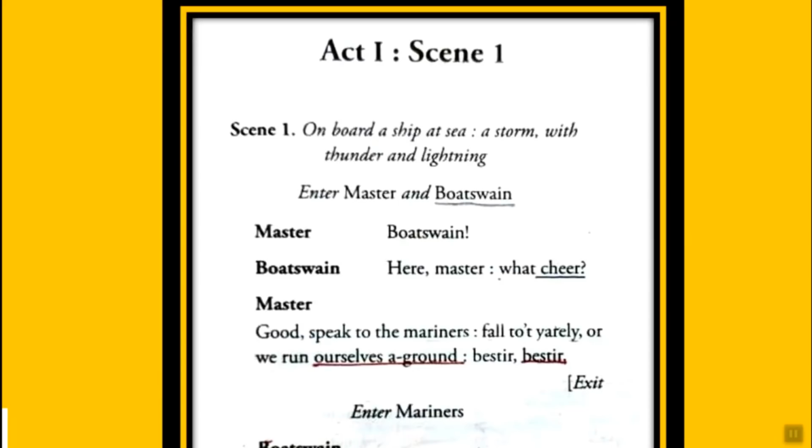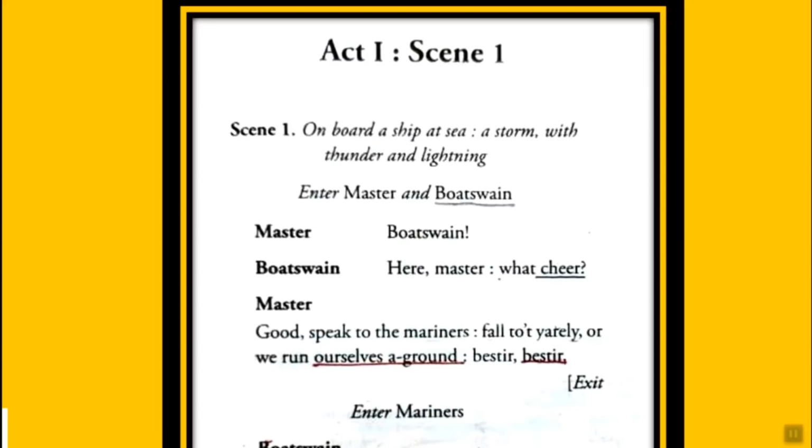Master: Good. Speak to the mariners. So here the mariners are the sailors. He says, okay, good. Talk to your sailors. Fall to it, yare, or we run ourselves aground. Means start doing your work quickly. Tell the mariners to start doing their work quickly, or we run ourselves aground, or we will face a shipwreck because the ship will hit shallow water.